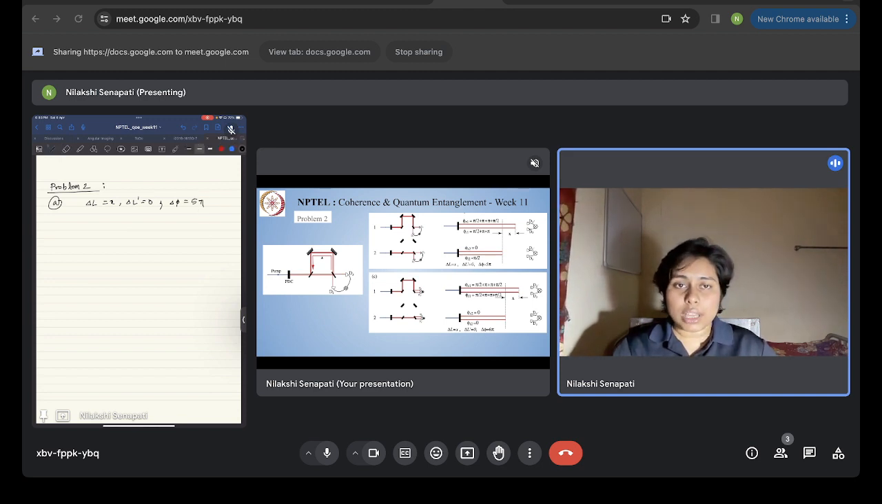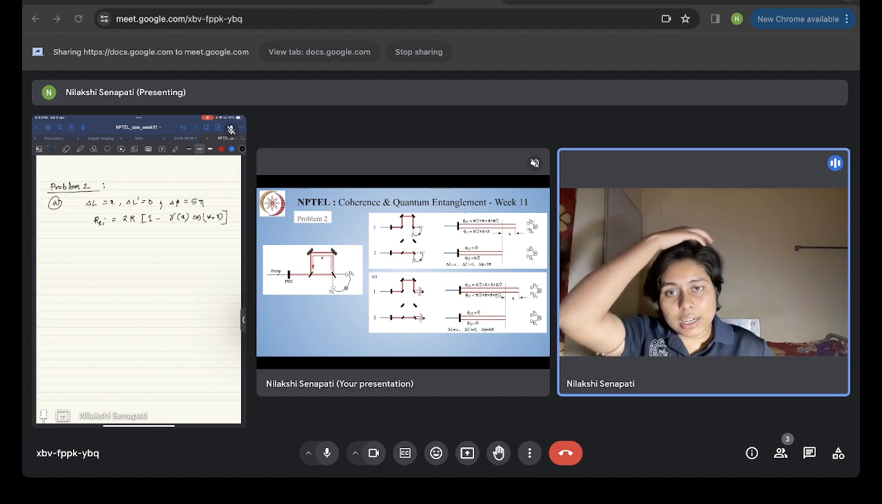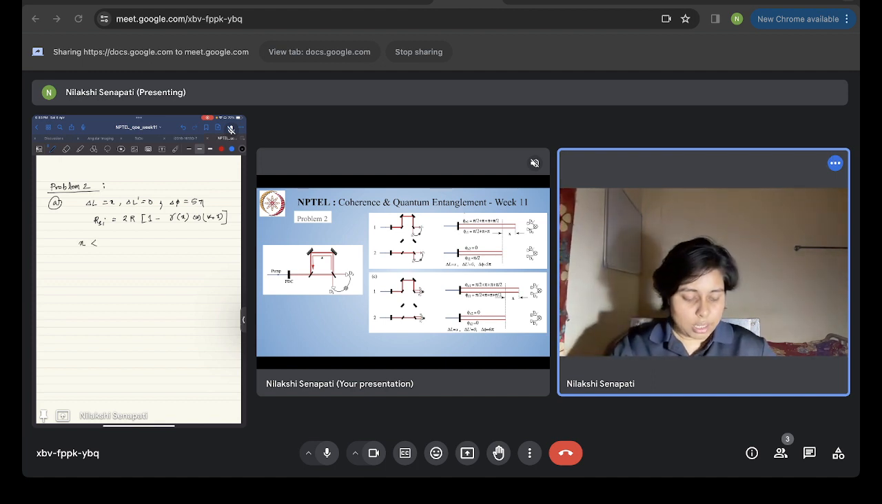Now therefore the coincidence RSI becomes equal to 2R times 1 minus gamma x cos k0 x, and here we have made one other assumption, that x is less than the coherence length of the pump.